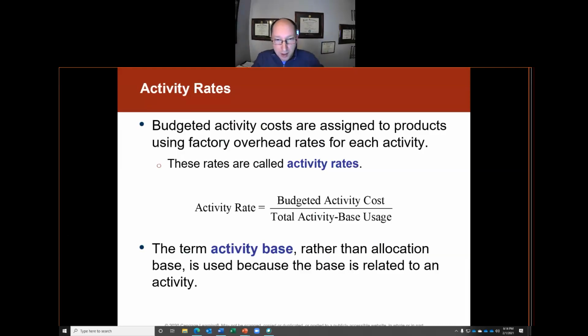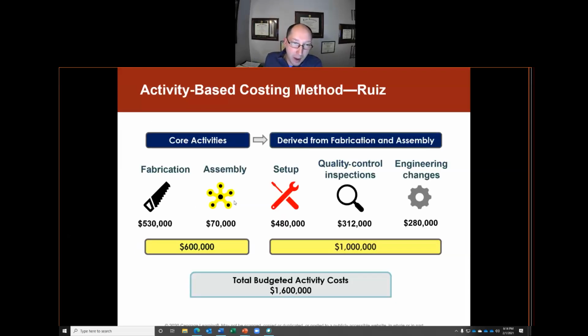So now let's put it in the cost. Okay, so we budgeted our activities. We know how much we plan on spending for each activity. Fabrication, $530. Assembly, $70. Setups, $480. Quality control, $312. Engineering, $280. You add all those up, we get our budget, $1.6 million.